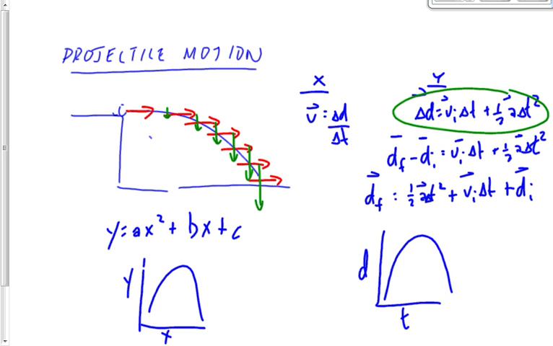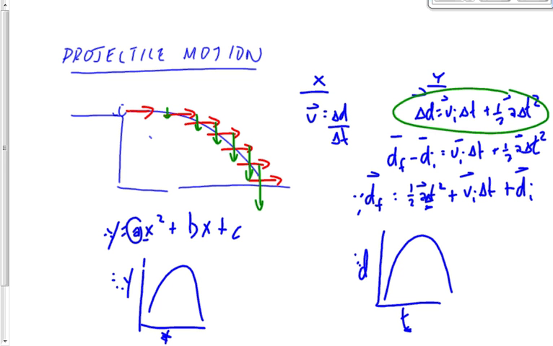Now take a look at the two equations again. My y-axis is y. My y-axis is my final position. My x-axis right here is t. My x-axis is t. The value of a right here, well, it's an upside down parabola, so it's going to be a negative a there, right?